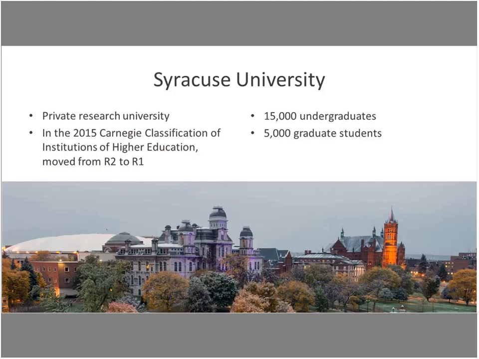I'm going to begin by just giving a little bit of an overview of Syracuse University because it is very integral into sort of where we are with our research information management system and the implementation of it. So we're a private research university. We're about 2,000 students between graduates and undergraduates. And in 2015, we were moved from an R2 to an R1 Carnegie classification for research universities.